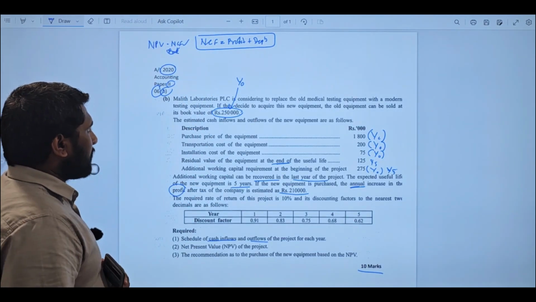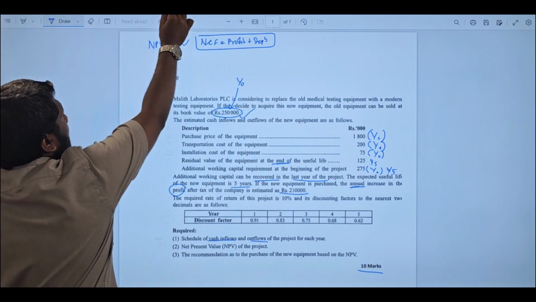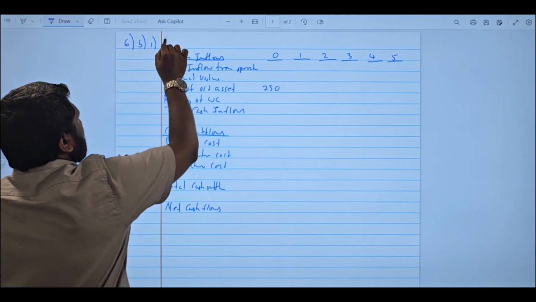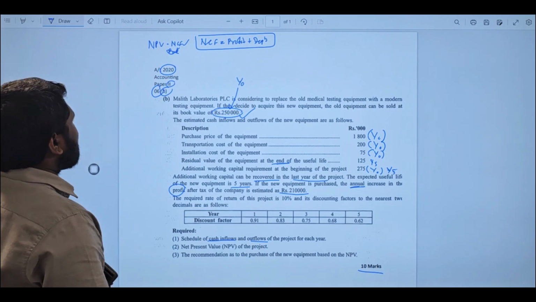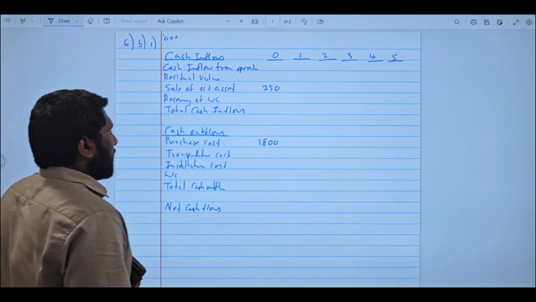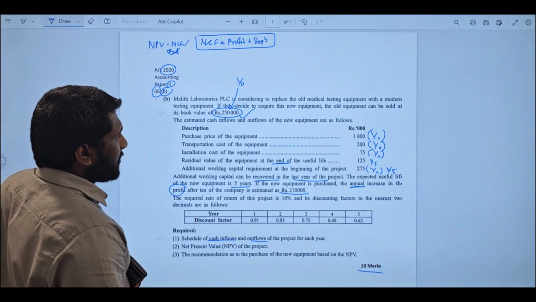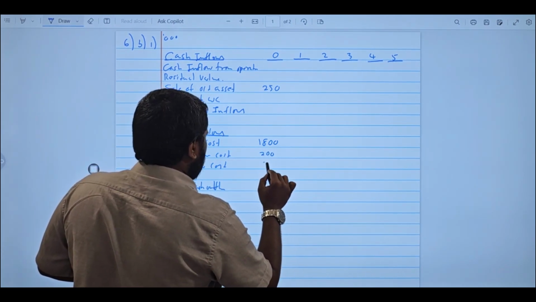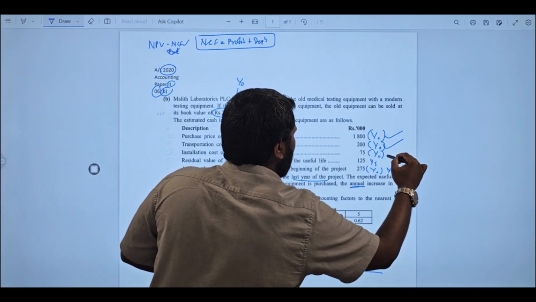Let's take one by one. So this 250,000, it's a cash inflow. So I'll put a tick for this. Cash inflow by selling the old asset, 250,000. That is done. Purchase of the new asset, 1,800. So purchase cost is 1,800. And next one, transportation 200, installation 75. So we are done with this.